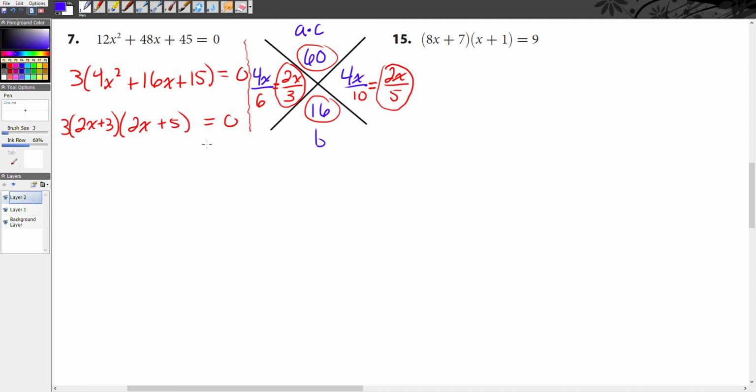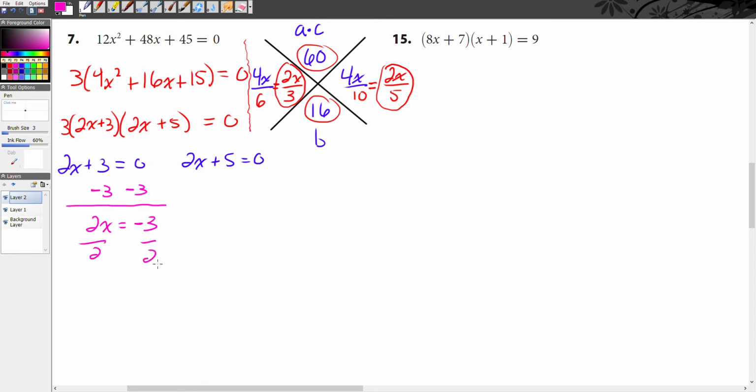Now I want to set each binomial separately equal to 0. So I have here 2x plus 3 equals 0 and 2x plus 5 equals 0. And we work these out. So here I'm going to subtract 3 from both sides. And I get 2x equals negative 3. Divide by 2. And I get x equals negative 3 over 2, or negative 1 and 1/2. That's one of my x values.